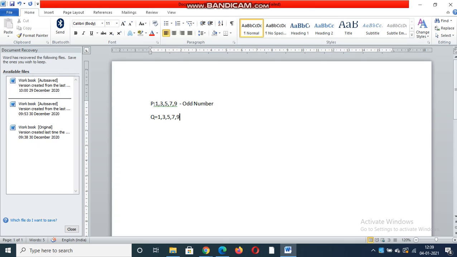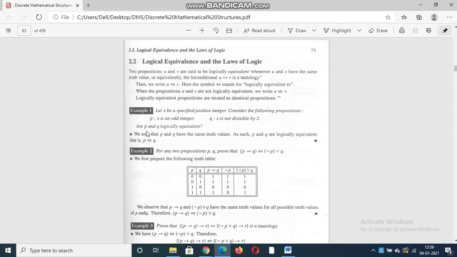Observe the truth values of P as well as Q. Both truth values come out the same: P is an odd number, Q is also an odd number. We note that P and Q have the same truth values. As such, P and Q are logically equivalent, that is, P is logically equivalent to Q. We write it like this. Once the proposition is given, you check in this manner. If he is asking using truth values or a truth table, we have to solve it that way.